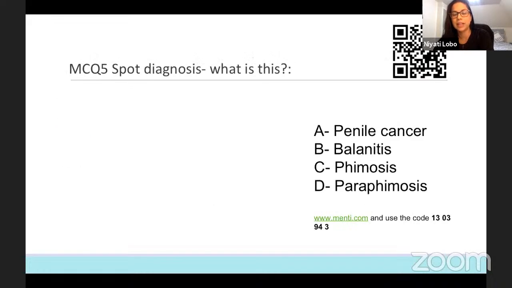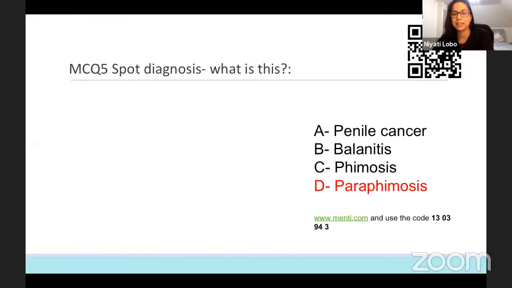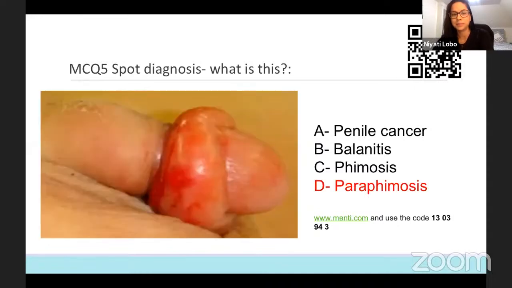And then lastly, I'm sure all of you will get this right. That is definitely not penile cancer. It's also not balanitis. It's definitely not phimosis, which means it is paraphimosis.